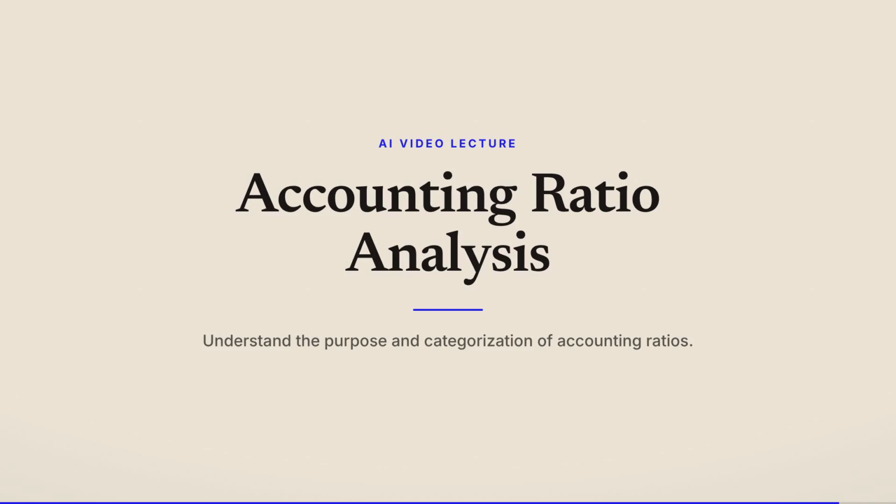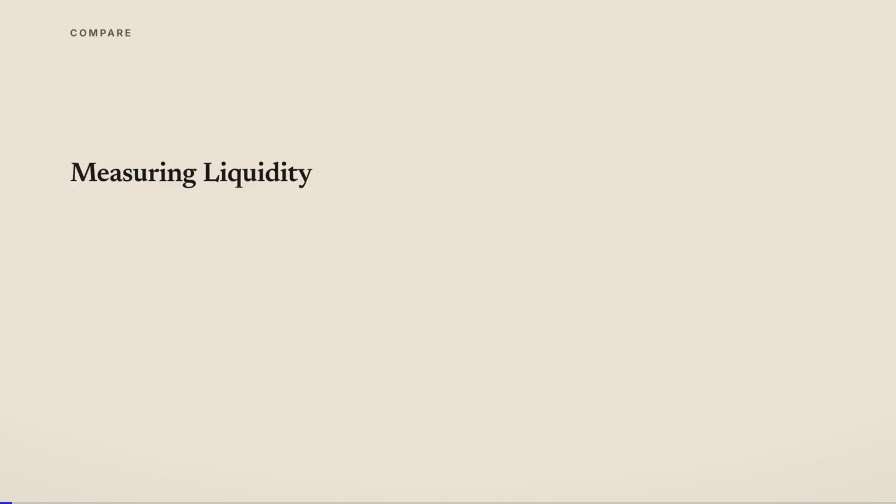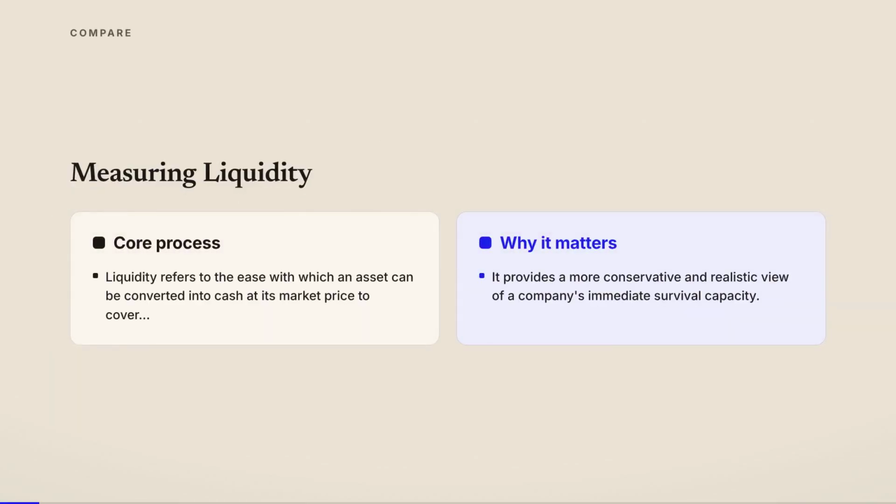Let's begin with the most immediate concern for any business: its liquidity. Liquidity refers to the ease with which an asset can be converted into cash at its market price to cover short-term debts. The current ratio, or working capital ratio, is your primary indicator. It's calculated by taking all current assets, cash, accounts receivable, and inventory, and dividing them by current liabilities. A ratio above 1 suggests the company can meet its obligations due within the year.